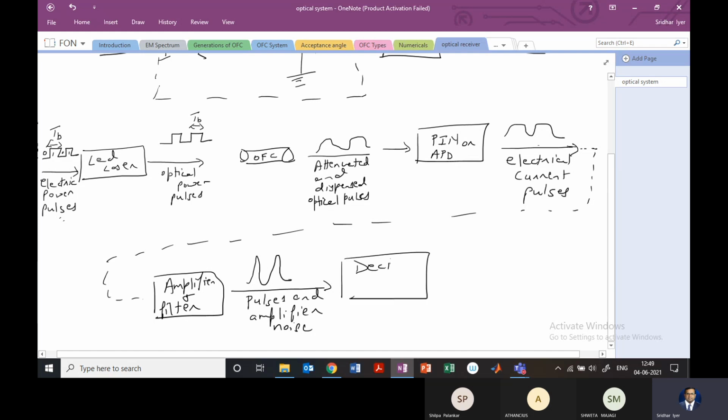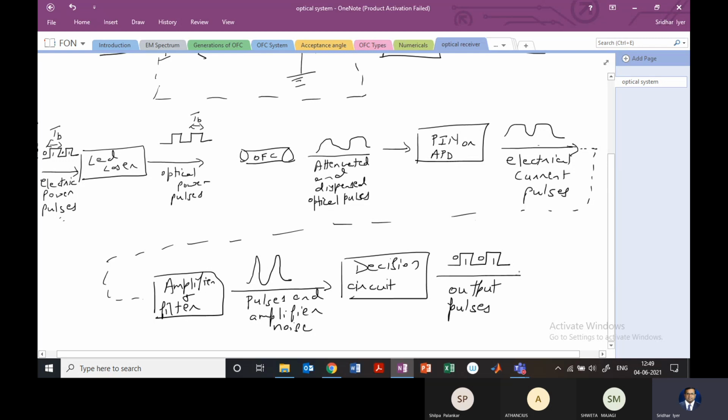This is followed by the decision circuit. So the decision circuit is your basic integrator circuit with a switch which is going to switch on and off and decide which bit was transmitted initially. And we hope that what we obtain at the output of the decision circuit is the same as that of the input, right? So these are your output pulses.